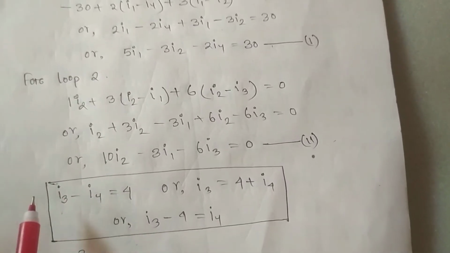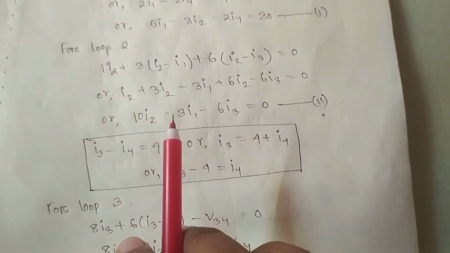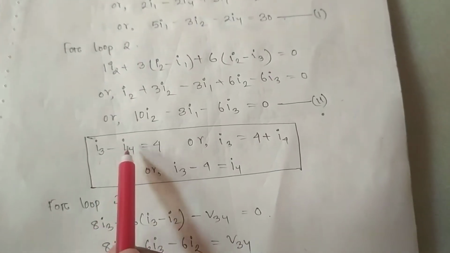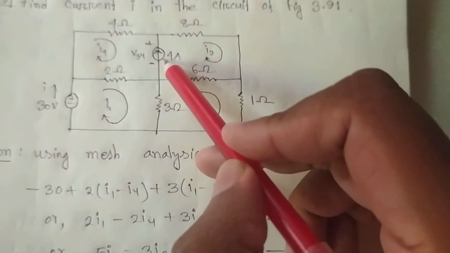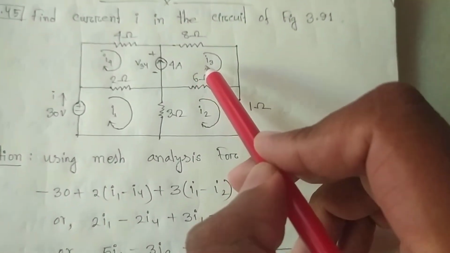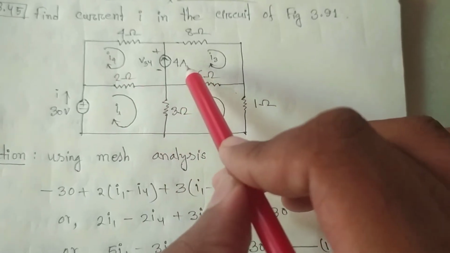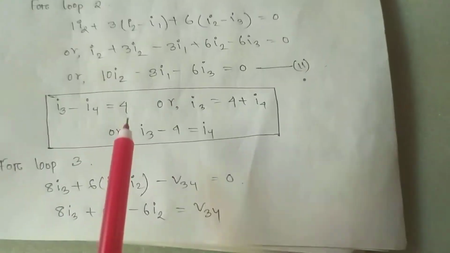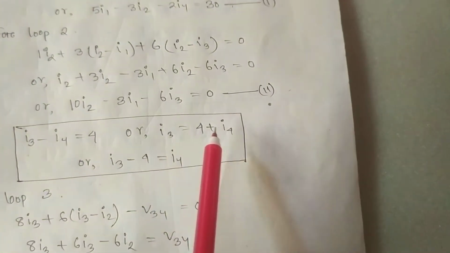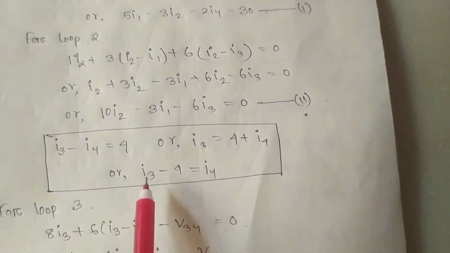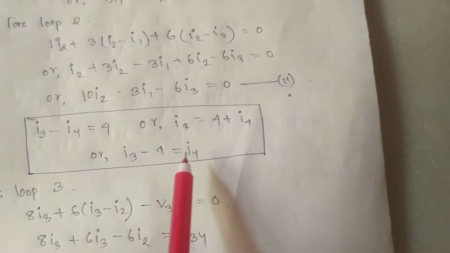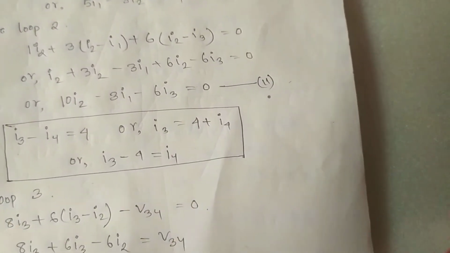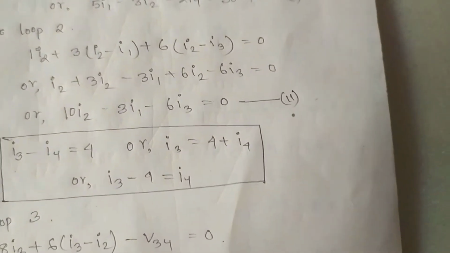The next step is very important to solve this problem. The 4 ampere source is common to loop 3 and loop 4, so I3 minus I4 equals 4. This is the relation: I3 equals 4 plus I4, or I3 minus I4 equals 4. It is used in the next step to solve this problem.